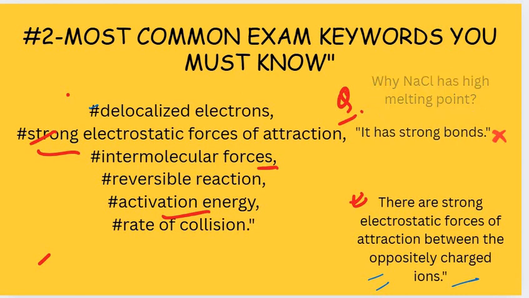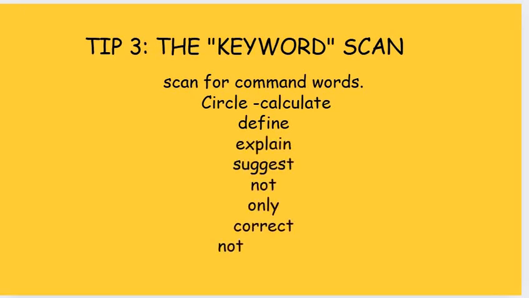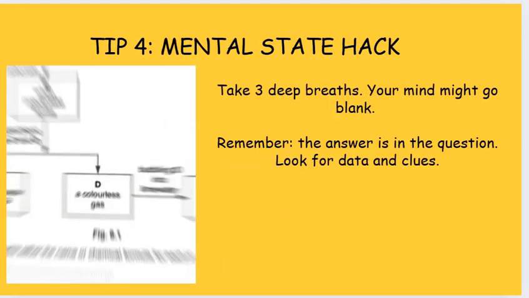Now let's talk about the third important part. You always search for and highlight the keyword. You always find there's an option only, correct, not correct, suggest, definition. So you go with that.